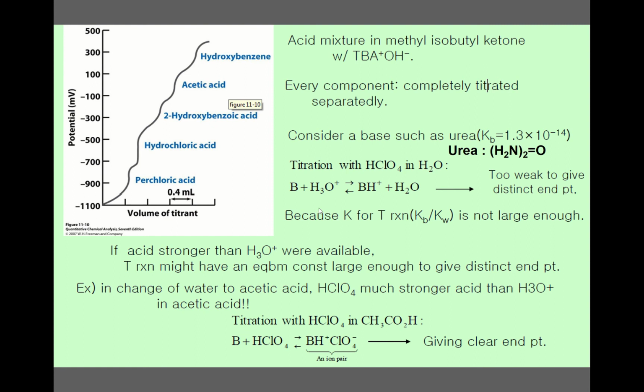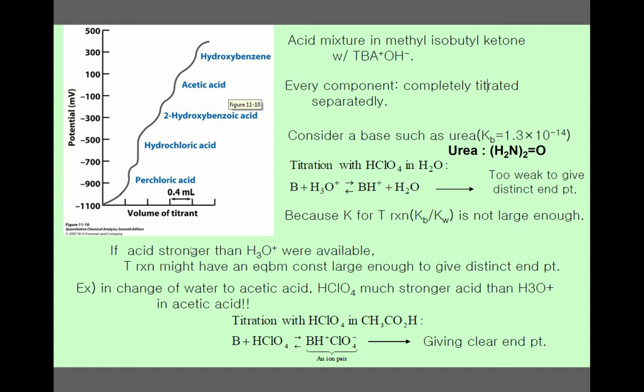Okay, like that. Here, let's consider a base such as urea, whose Kb is 1.3 times 10 to the minus 14. So urea is a very weak base, and in titration with perchloric acid in water, it is protonated by this strong acid. But that's too weak to give a distinct endpoint, yeah? Because K for this equation is not large enough.